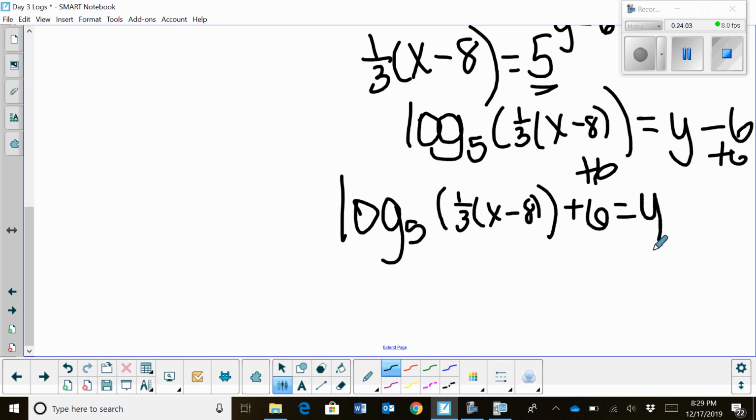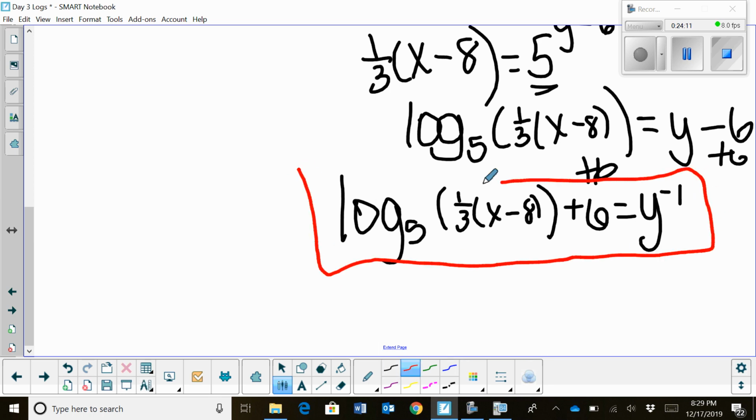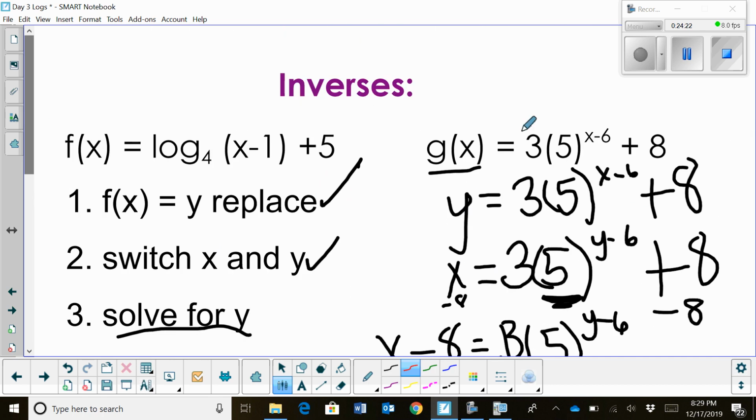Now the y is finally by itself, and to indicate an inverse, I'm going to raise it to the negative first. So here is our final answer to rewriting an exponential as a log. So notice log base 5 came from the exponential function base 5 to some power, and those are inverses.